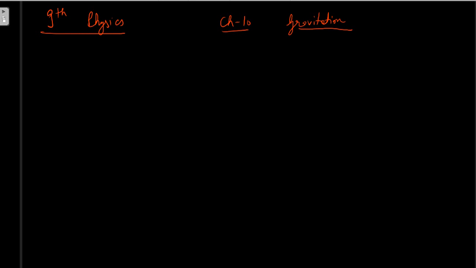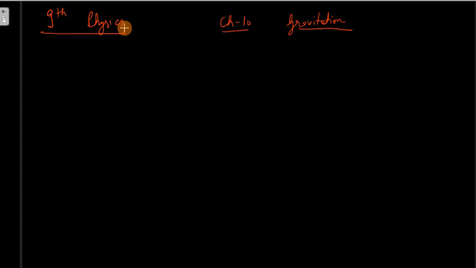Ninth class, this is the second video of chapter number 10, gravitation. In the previous video we discussed Newton's law of gravitation. Newton's three laws of motion we studied in chapter number 9, force and laws of motion, and now we have studied Newton's law of gravitation. What was that? F is equal to G m1 m2 by d square.